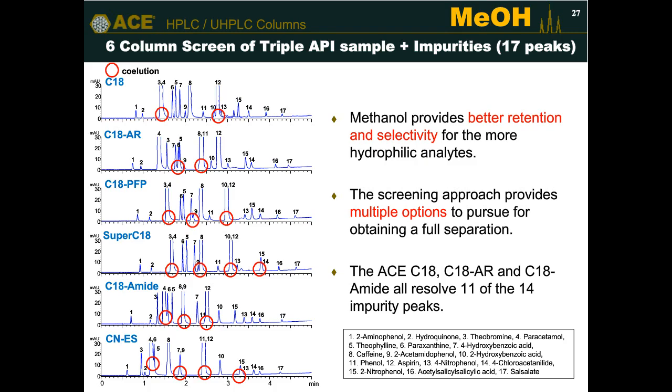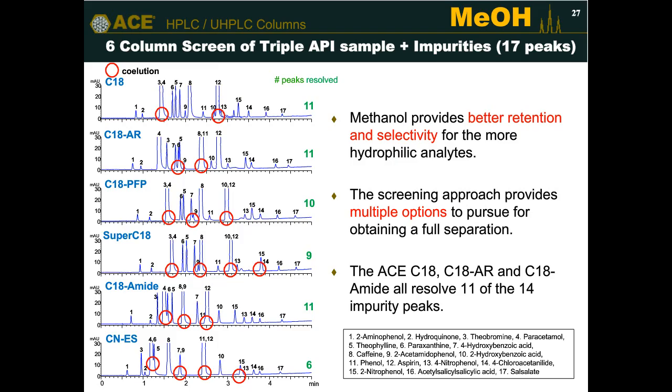If we look at the number of peaks resolved, you can see that we have a maximum of 11 compounds out of the 17 resolved. So again, this is obviously still not perfect. We want to separate and be able to integrate and quantify all 17 components. Using the standard screen and methanol, there are 11 components maximum resolved.